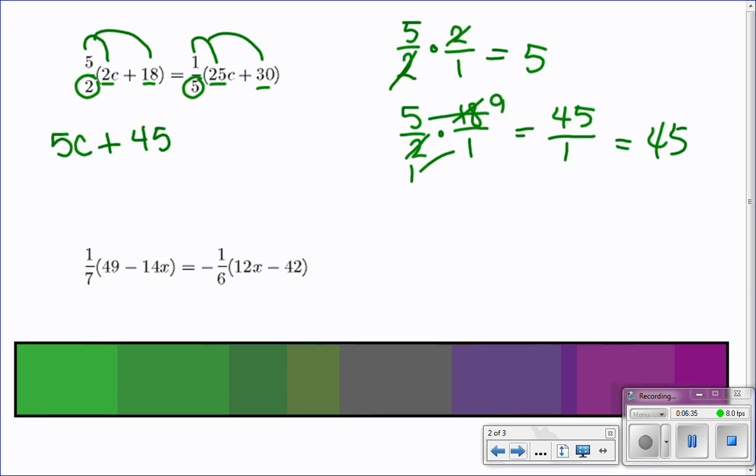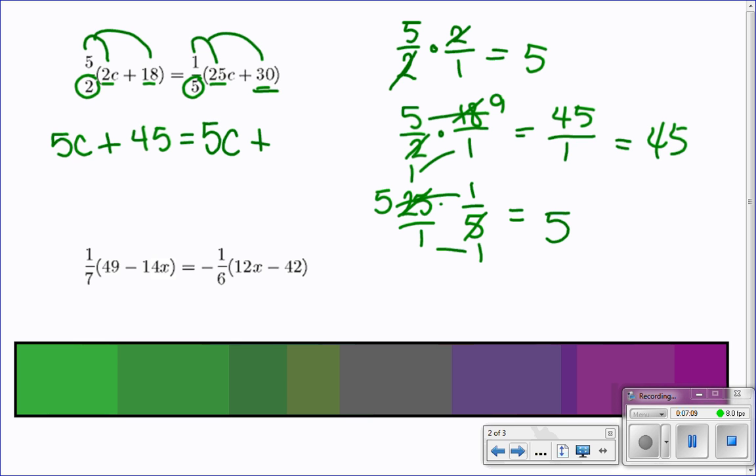Multiplying by 1/5 is the same as dividing by 5, right? So 25 times 1/5. 25 over 1 times 1 over 5, we're going to cancel a 5 from each of these, the numerator and denominator. So we get 5 times 1 over 1 times 1, or just 5. So multiplying by 1/5 is the same as dividing by 5. 25 divided by 5 is 5c, and 30 divided by 5 is 6.